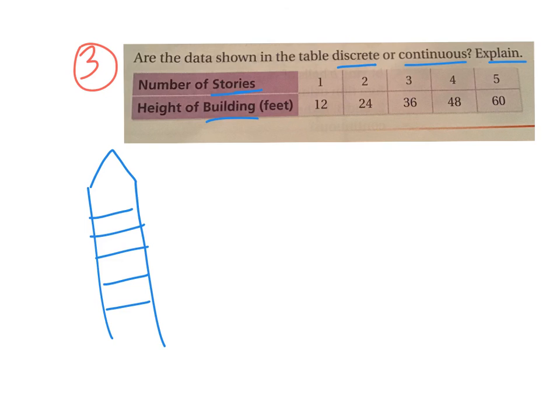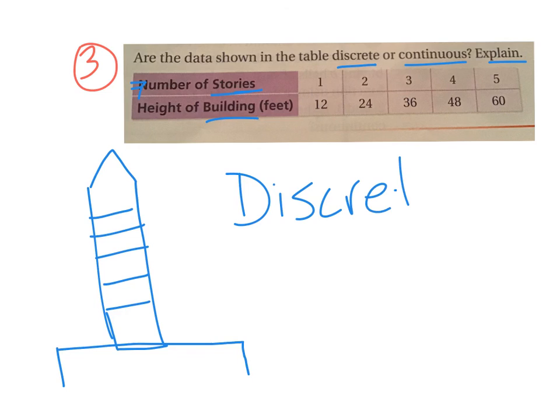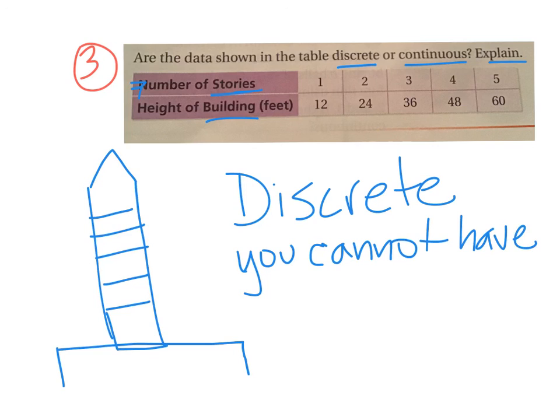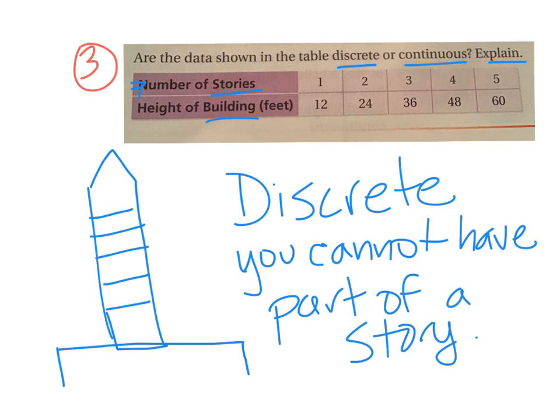Can you have a portion of a story, like in a building? I mean, maybe when you're doing construction, but in general, no, you can't have a portion of this building. So if you can't have a portion of a building, a portion of a story, this would be a discrete domain. And to explain it, you just say you cannot have part of a story. Ta-da!